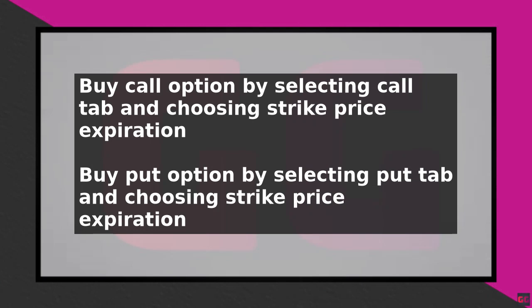If the stock price goes above 50 before the expiration date, you can exercise the option and buy the stock at 50, then sell it at the higher market price.